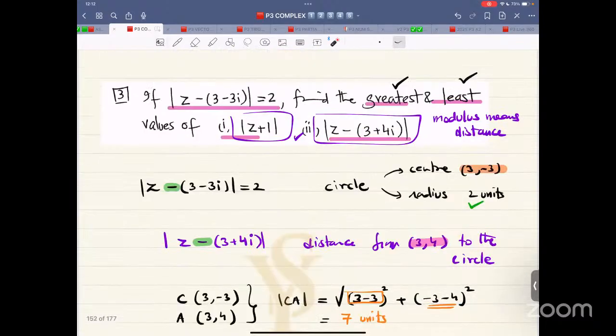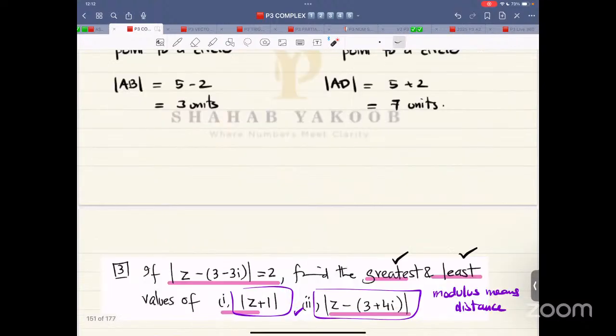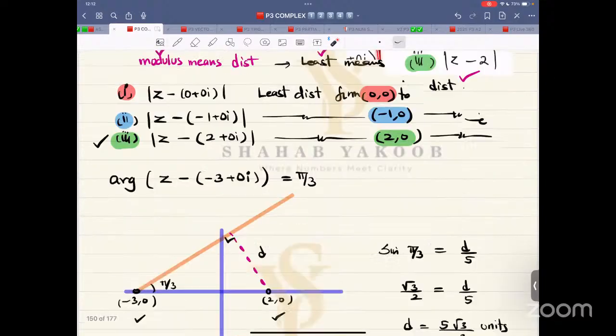What kind of complex number question is being asked? If modulus of z minus 3 minus 3i is equal to 2, that is a circle, that is the center, that is the radius. Find the greatest and least values of modulus of z plus 1, modulus of z minus 3 plus 4i. So modulus of something means the distance from that point to the circle. Also over here, modulus of this thing means from this point to this locus, find the distance.